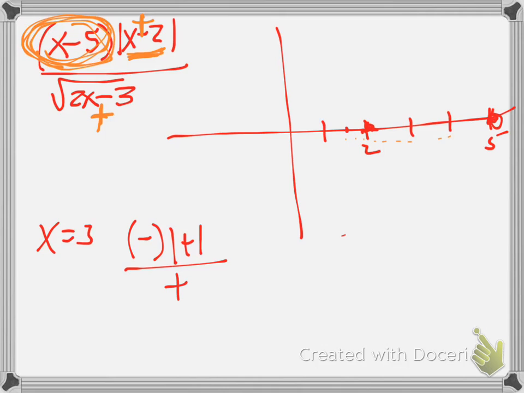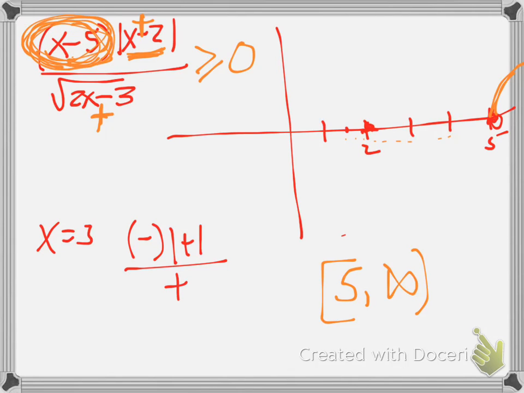And then we're going to go above the axis because that x minus 5 is going to become positive after 5. And so the answer to this one is going to be that from 5 to infinity, this function would be greater than or equal to 0.